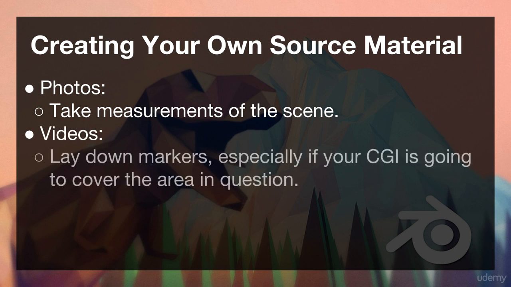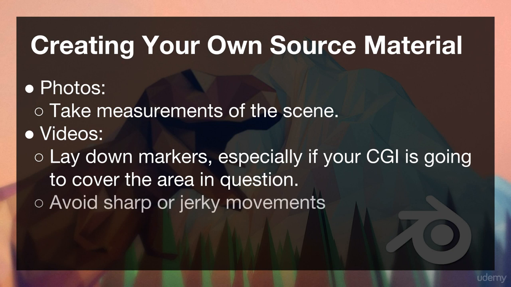With videos, you can lay down markers, especially if your CGI is going to cover the area in question, and that can help massively. High contrast is key, because that helps with camera tracking, and we'll see that later on. Now, you will want to avoid sharp and jerky movements. It makes tracking the camera really, really difficult and time consuming.